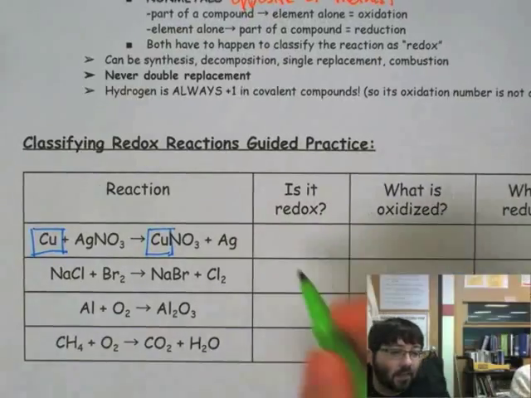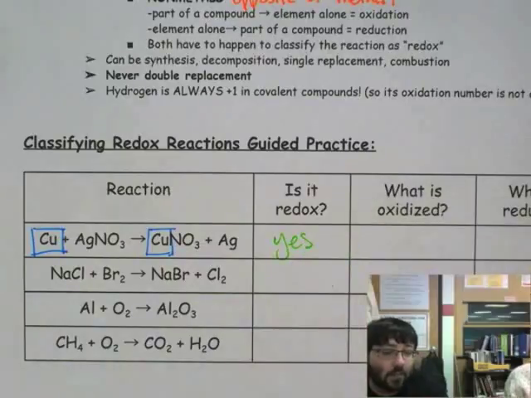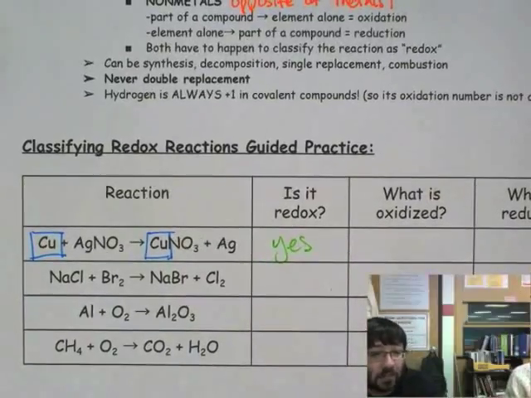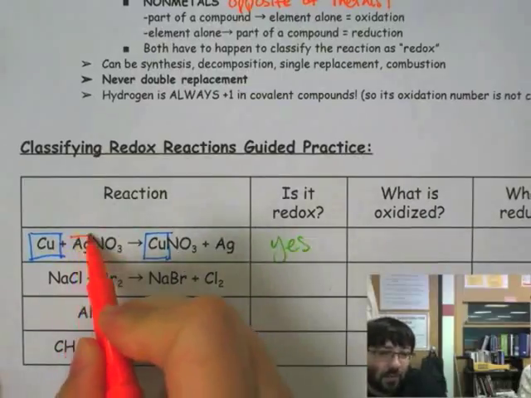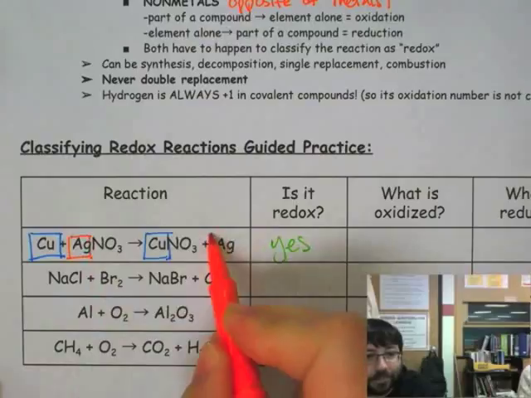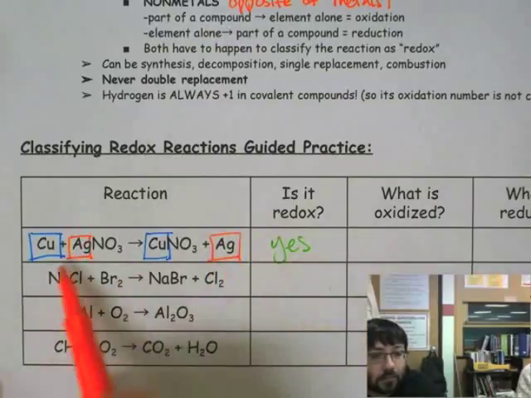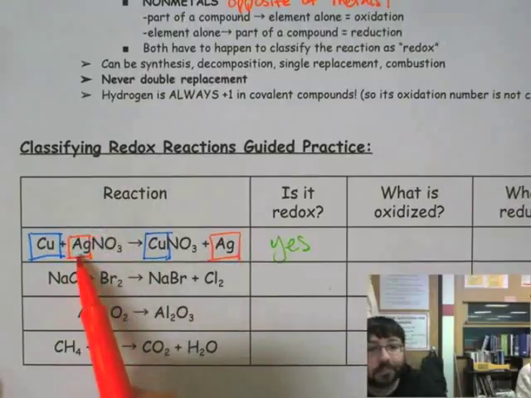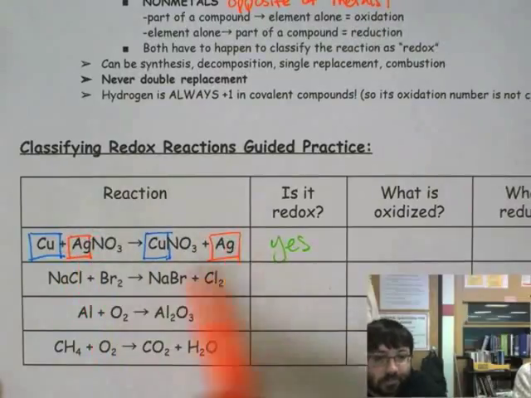And in this case, we know it's a redox because the silver is going from in a compound to out of a compound. That's right. So it's kind of the other side of it too, if you wanted to look at it that way. We have one thing that was by itself, and now it's part of a compound, and we have another thing that was part of a compound, and now it's by itself. So it's definitely a redox reaction.